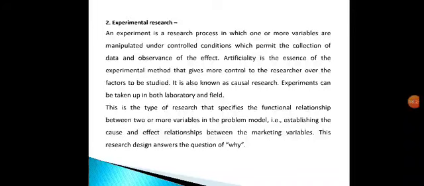And experimental research is a research process in which one or more variables are manipulated under controlled conditions which permit the collection of data and observance of the effect. In this type of research, artificiality is the essence of the experimental method that gives more control to the researcher over the factors to be studied. And experiments can be taken up in both laboratory and field. And this type of research generally answers the question of why.